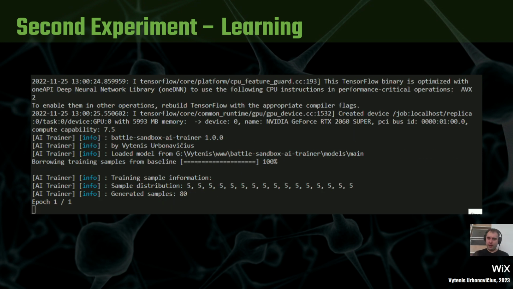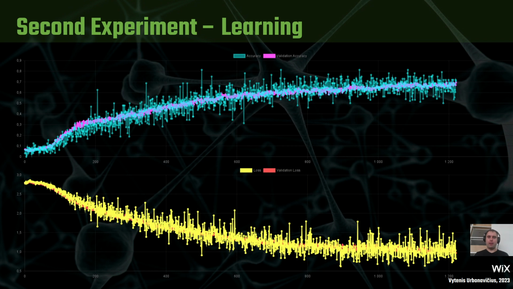So after I ran the training for a long time, I plotted how the loss function and accuracy change over time. And I saw that when I was trying to mimic my baseline bot, my neural bot was able to achieve approximately 70% accuracy at some point, which was pretty good. And this is more or less what I expected. So this is the proof that my algorithm was actually learning something.